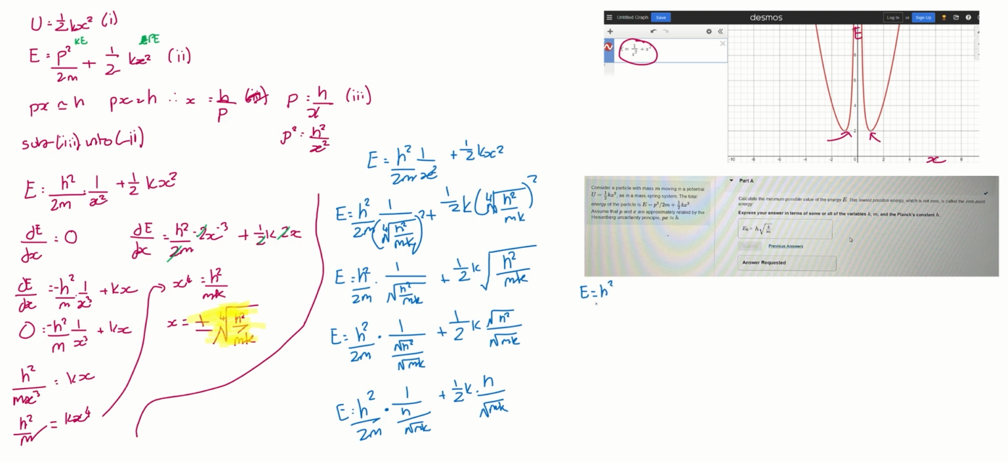h squared over 2m times by root mk, because it's like the reciprocal, over h. I think you're happy with that. So let's just double check. We've got, yeah, that's all fantastic. Brilliant. Plus, you can see what we got here.